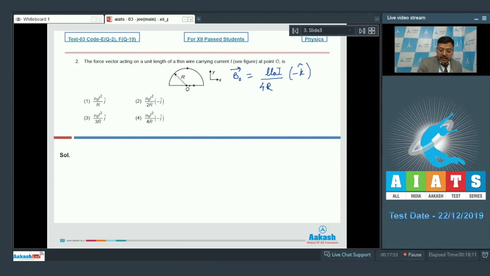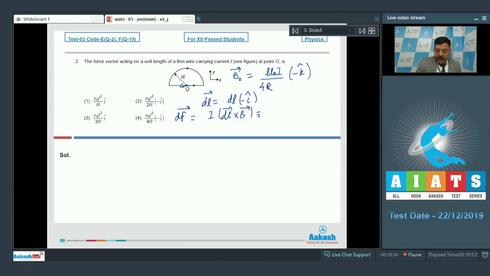Now let's take a small segment of length dl, so that the dl vector in our case is dl minus i cap, because it's along the negative x-axis. And so the magnetic force on this element will be I into dl cross B. That's a standard expression for the magnetic force on a current carrying wire.